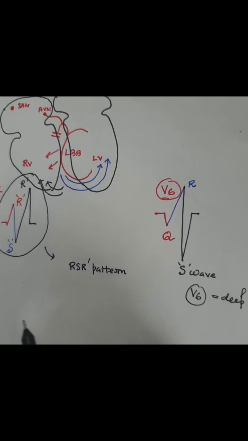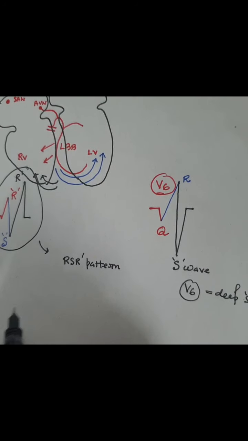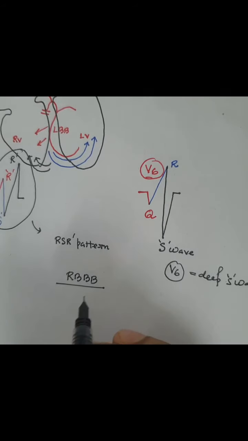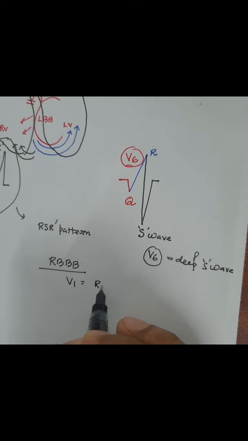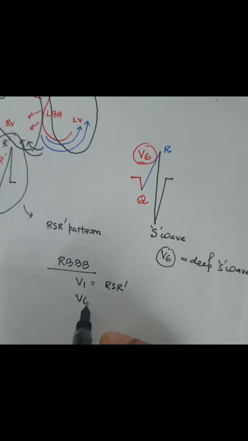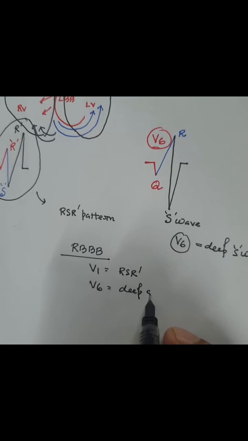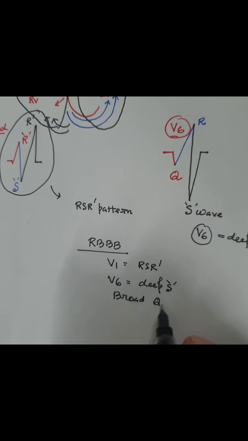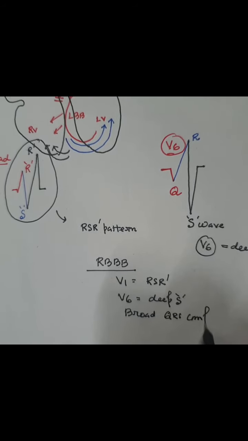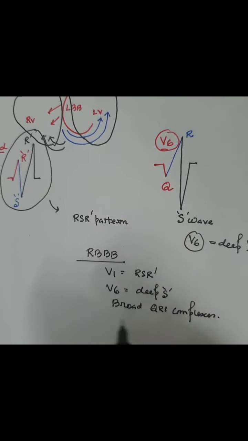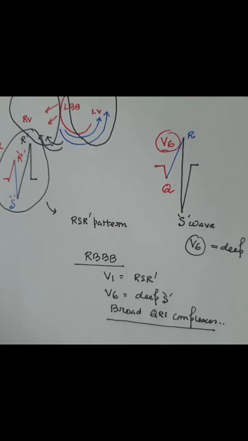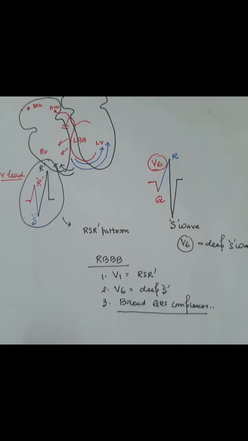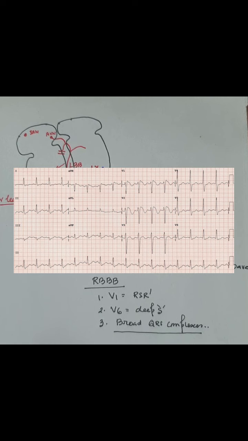S wave. So in a nutshell, what are the features of the RBBB? Number 1, at the V1, RSR dash pattern. At the V6, deep S wave pattern, and there are broad QRS complexes. So these are the three important features of right bundle branch block in case of the ECG.